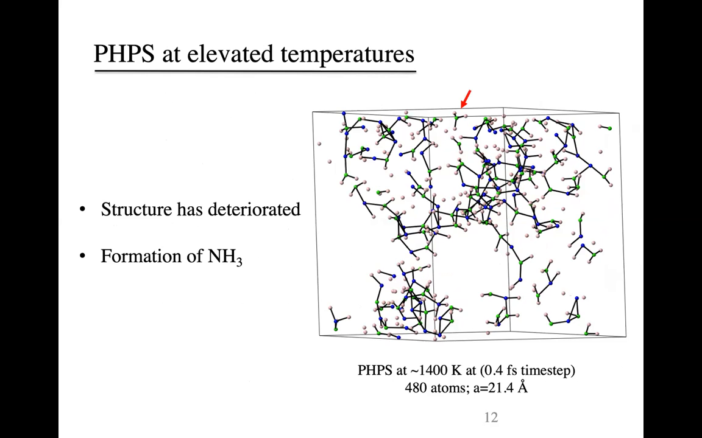Now, further simulations of PHPS are done at elevated temperatures. We heat PHPS up to 3000 Kelvin at 10 Kelvin per picosecond. By 1400 to 1500 Kelvin, the silicon nitrogen backbone has deteriorated and the first signs of gaseous species forming can be noticed. You can see the ammonia that I've marked with a red arrow.